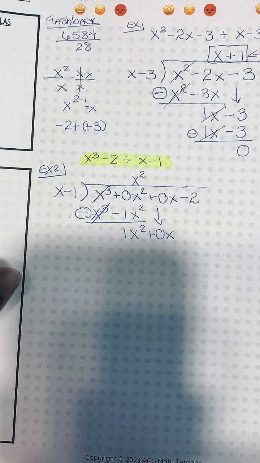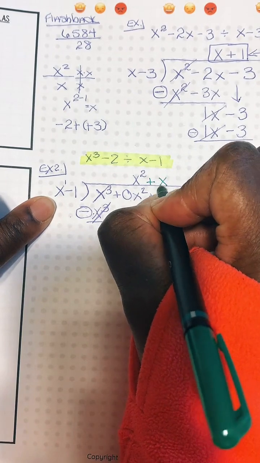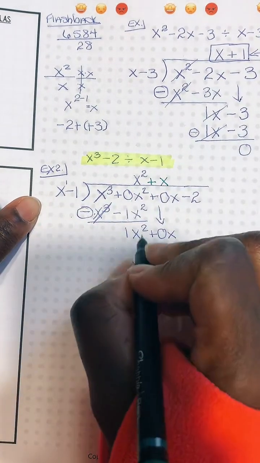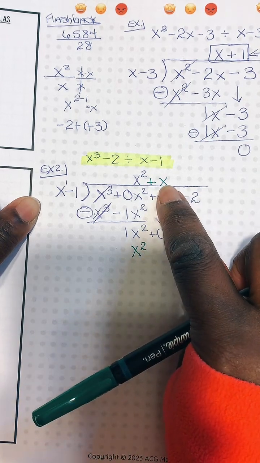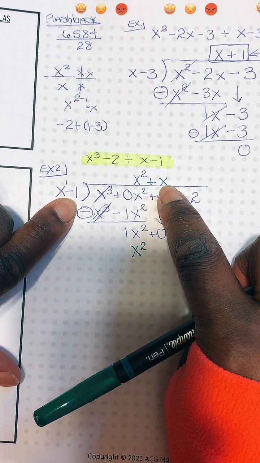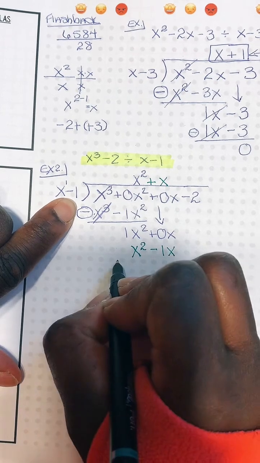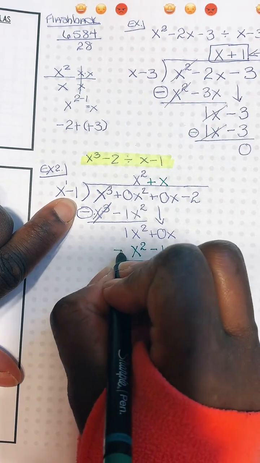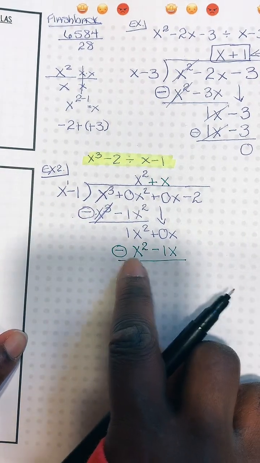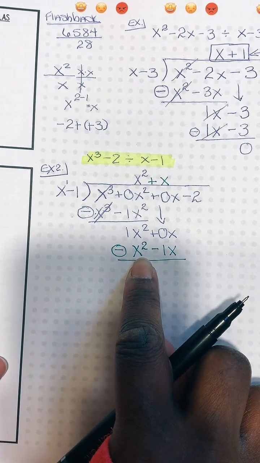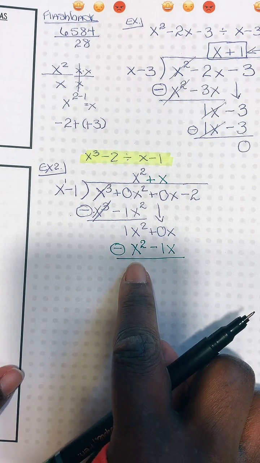I know, it's crazy. All right, so we have our plus x, because x times x gives me this x squared, or 1x squared. Then we multiply the x with the negative 1. That gives me a negative 1x. And what we're going to do is subtract those two lines. Remember, 1x squared and x squared means exactly the same thing. So don't be like, oh, that's different. No, it's exactly the same thing.